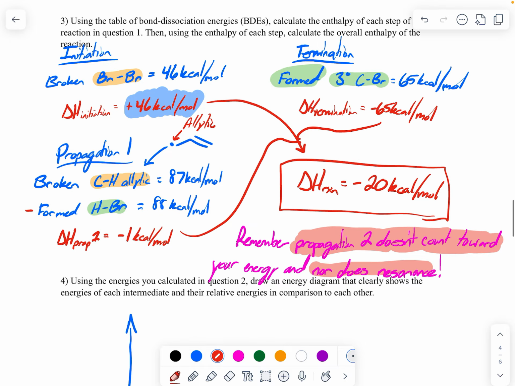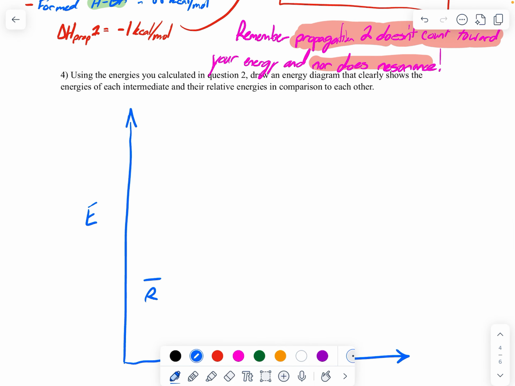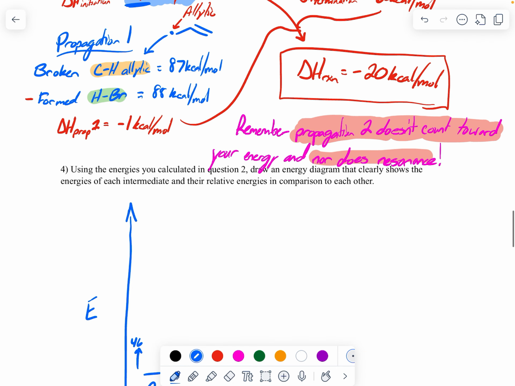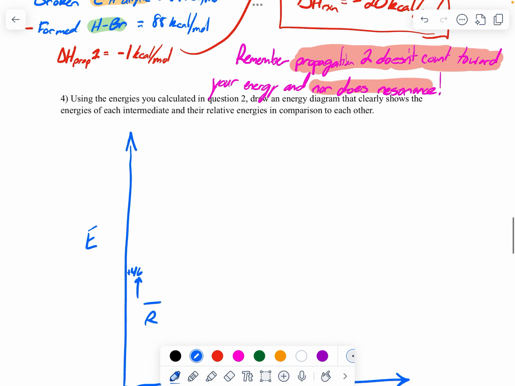So let's go down here and let's take a look at this. Well, since we're told that this is a positive 46 kilocalorie per mole difference, we can say from our reactant, we are going to go up 46 kilocalories per mole, right? Because that's what we were saying, plus 46. So how can we draw that? Well, first we can throw in our intermediate right here.